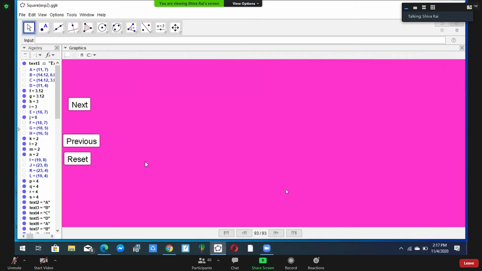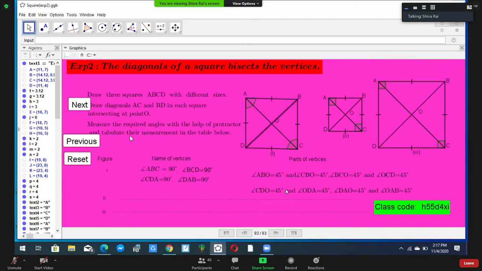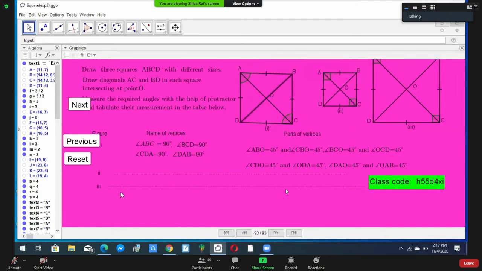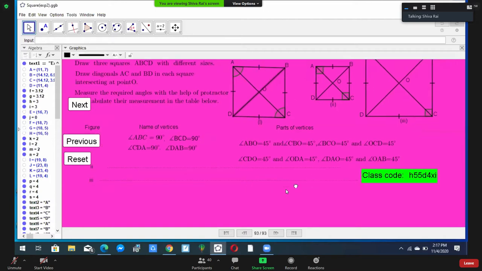The conclusion I have written, but here it is missing. In conclusion, same thing. What we have to write here, maybe it has gone to another page. Anyway, everyone listen, how to write the conclusion. You write your conclusion below this table. In conclusion, you have to write thus: from the result of the above table, we can conclude that the diagonals bisect the vertices. Bisect the vertices. Everyone.